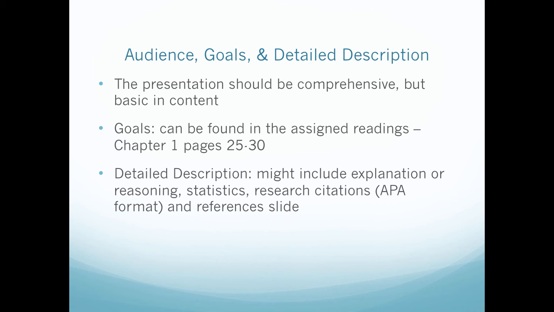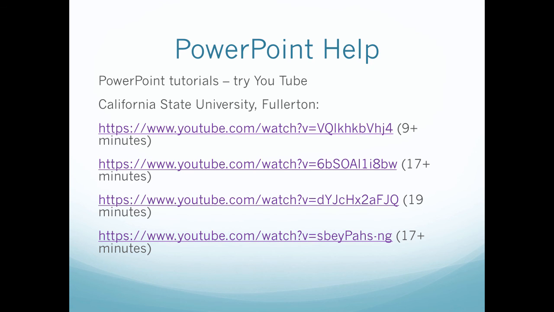Now, the detailed description is where you're going to have to use some evaluation and thinking skills. You might want to include an explanation or reasoning about why rehabilitation or retribution, those kinds of things, the theories or the goals are important. You may use statistical data as an example to support that particular position. And remember, you're providing an explanation about all of them. You're not picking one. That's a different assignment. Okay, make sure you use APA format for your citations.